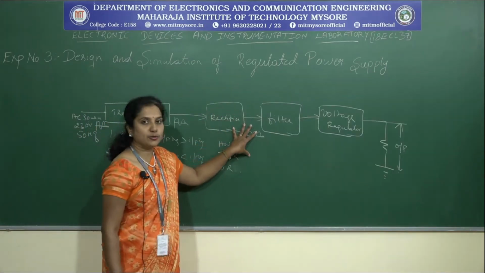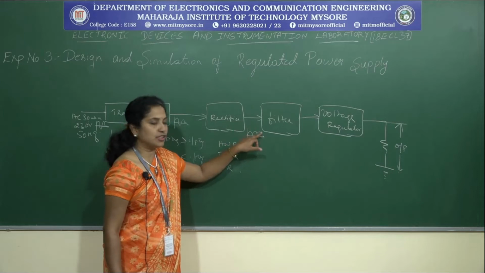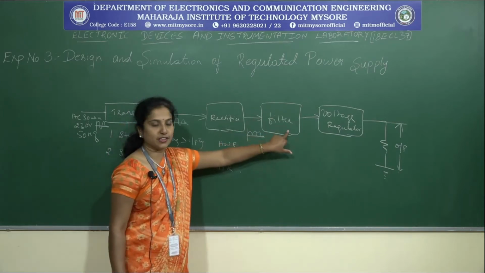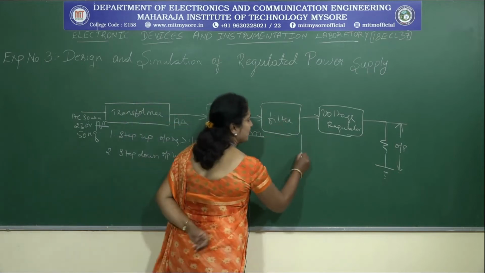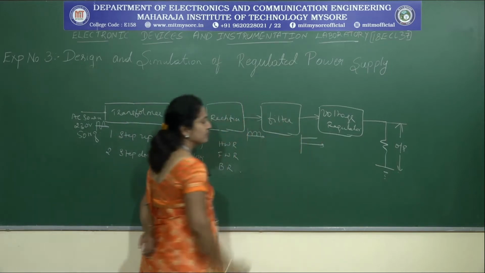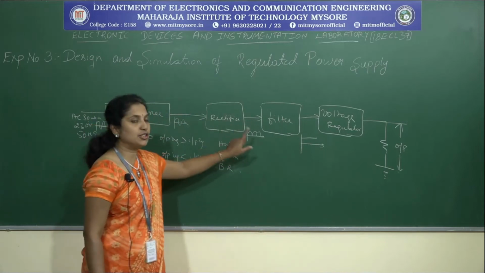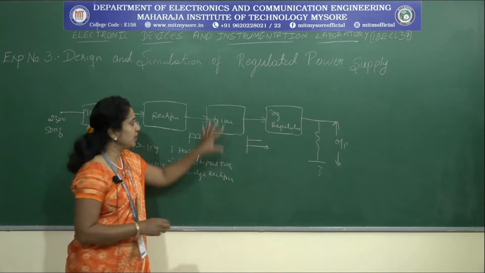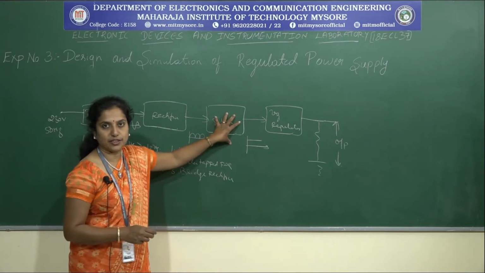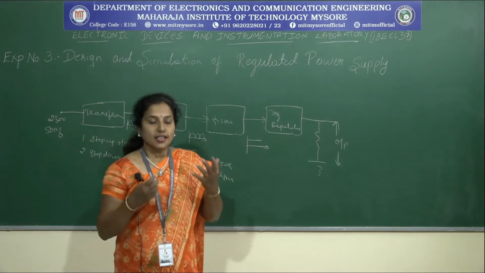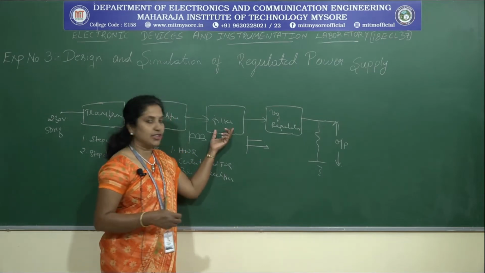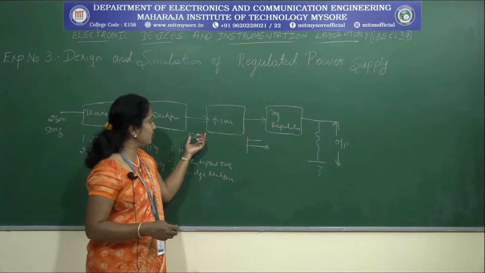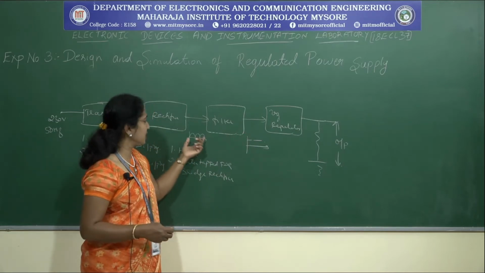The ripple component available in the output of the bridge rectifier is applied to the filter, and it gives the pure DC source. The filter converts pulsating DC to pure DC. In our experiment, we are using a capacitor as the filter component. The filter circuit removes the unwanted oscillations, that is, the ripple component of the bridge rectifier.